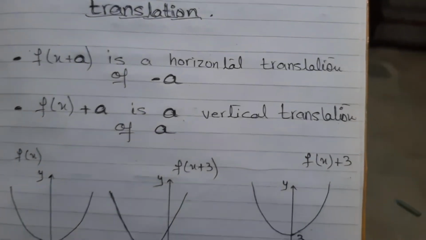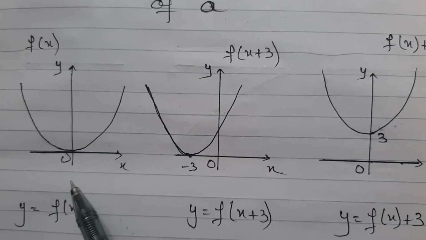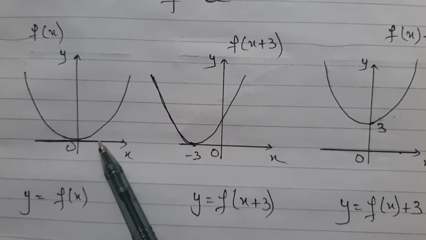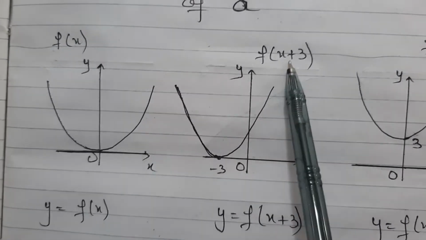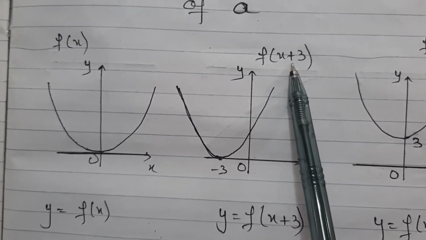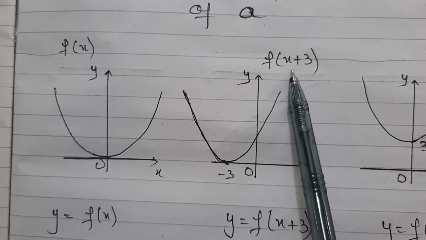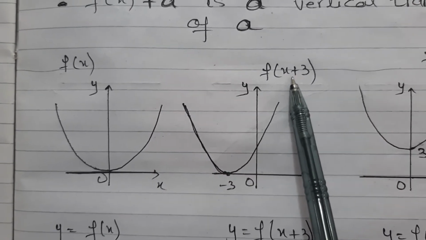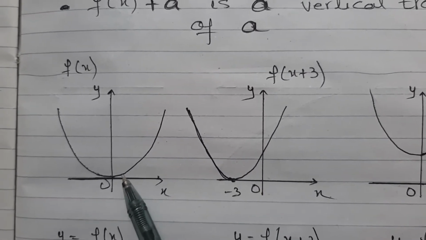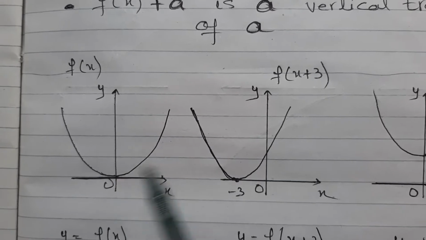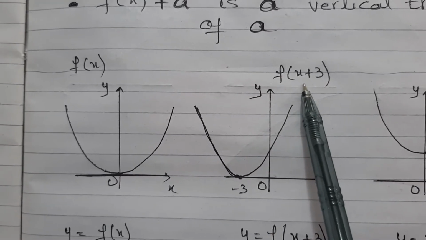So let's see the example here. Suppose this graph f(x) is given to you, and you are asked to transform this graph or sketch a graph of f(x plus 3). This means translation along the x-axis, as we have just learned. And because it is plus 3, it will go 3 units to the left. So the point which is touching here at 0 will now be touched at minus 3, because it is moved 3 units to the left.